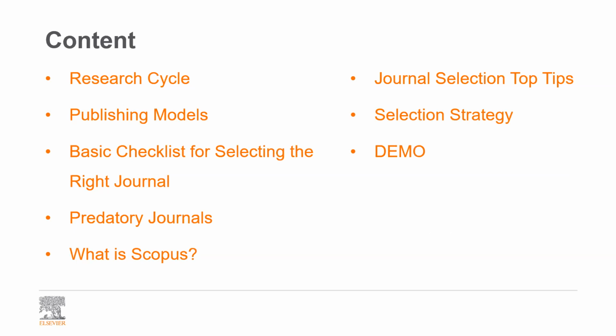So about the content of today, we will go through the research cycle and the different publishing models, because based on these publishing models, we will have different models of the journals themselves. What is the basic checklist for selecting the right journal? And what is the meaning of predatory journals? And how can we find the right journals by using Scopus? What is the Scopus platform, and what are the main benefits of using Scopus for selecting the right journal? And what are the journal selection top tips? And if we have a strategy to select, what are the different selection strategies?